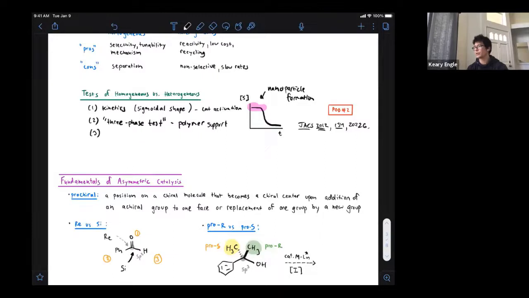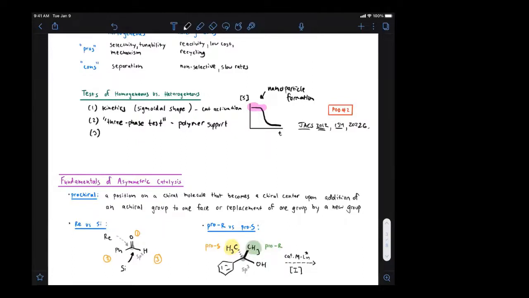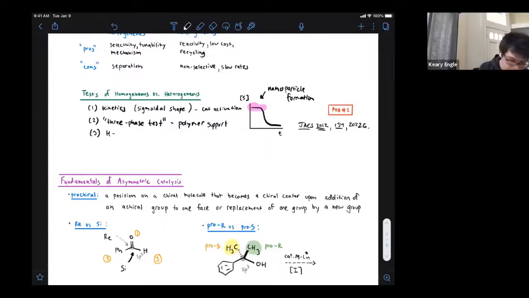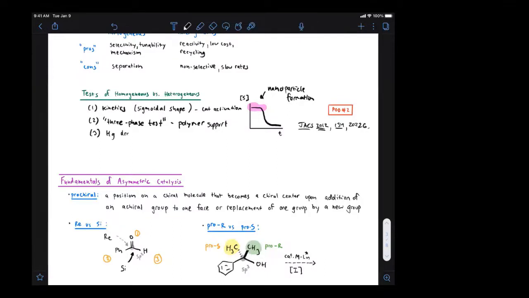Okay, we're running out of time here, so maybe just ask for one more idea from the audience and I can fill out this. We also talked about doing a mercury test. Okay, how does that work, Nathan? I think that in a heterogeneous system, the mercury could poison the surface of the metal particles, and it wouldn't work at all in that case. But in case of a homogeneous system, you would still expect it to work to some extent.